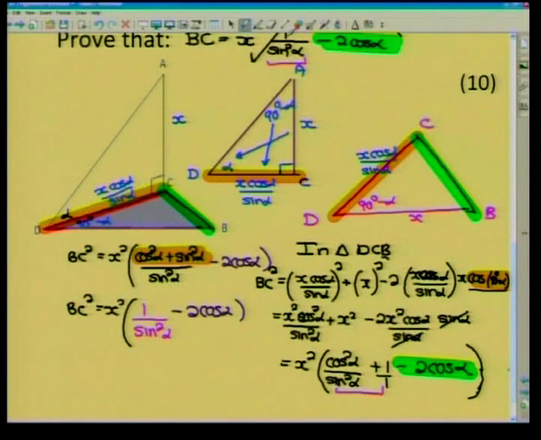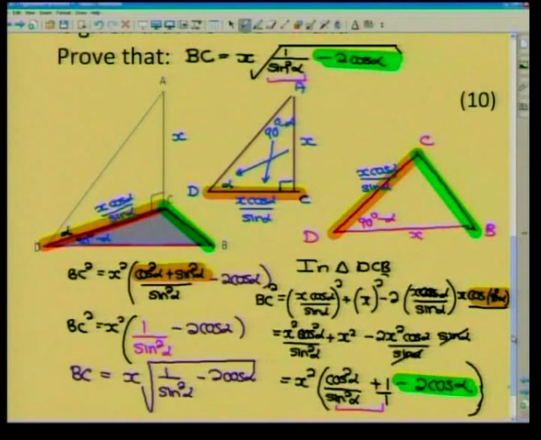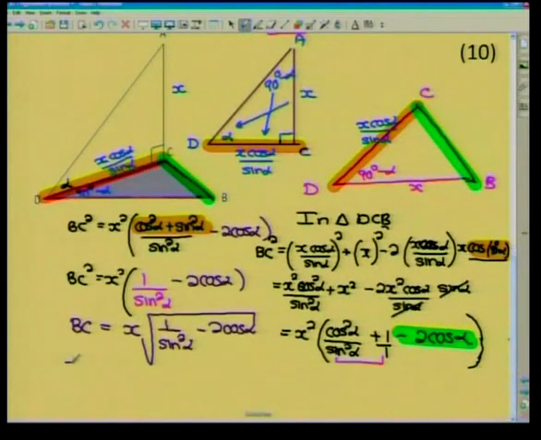We've got this part matching that part. Now, the question said find BC. So what we're going to do now is we're going to square root both sides. So we're going to say BC equals x, and this we could square root, but this we can't, so we just leave it in a big square root sign, 1 over sine squared alpha minus 2 cos alpha. And if you look at that, that's precisely what you were trying to prove. And so we are 100% happy. There it is. And there we have it quite clear over there.